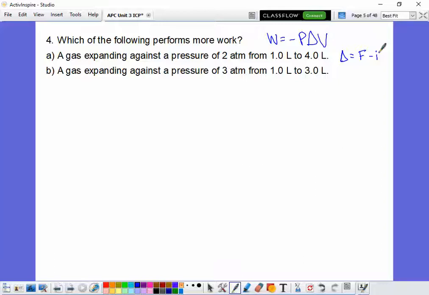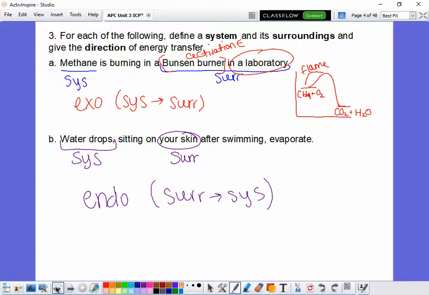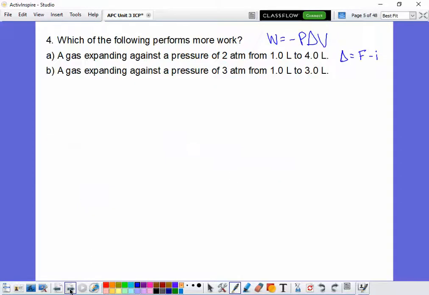Okay? So work, actually let me back up. Heat. Heat gets the symbol Q. Okay? Q can be positive or negative. When Q is positive, that means it's endothermic. Okay? A positive Q means that the system is gaining energy. Endothermic. Q can be negative when it's exothermic. The system is losing energy, losing heat. So Q is negative. Work can also be positive or negative.